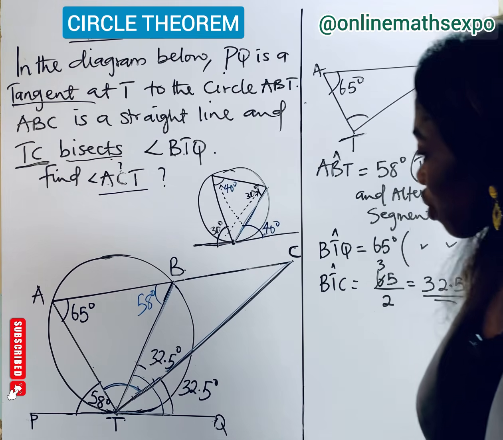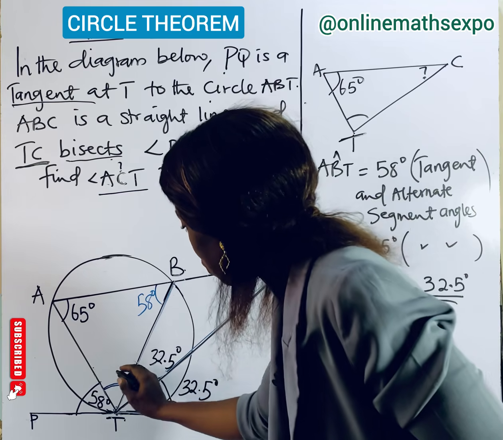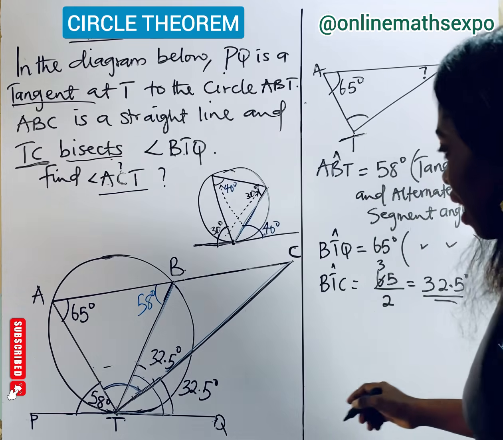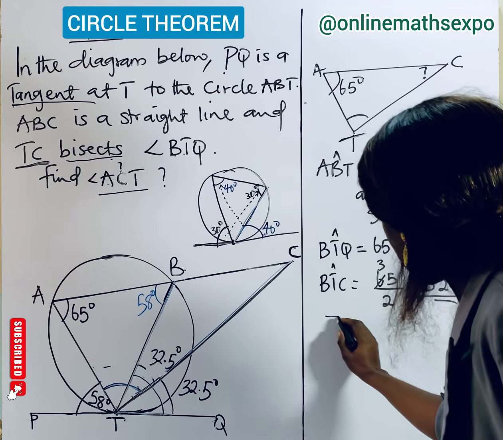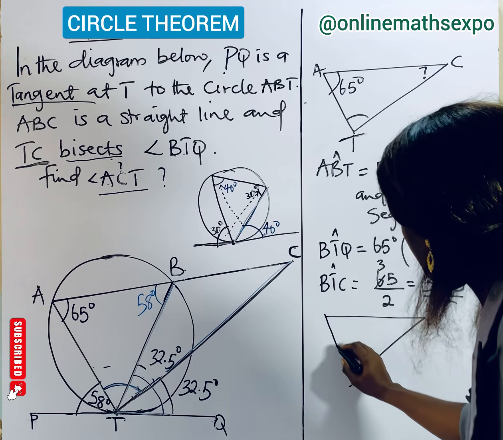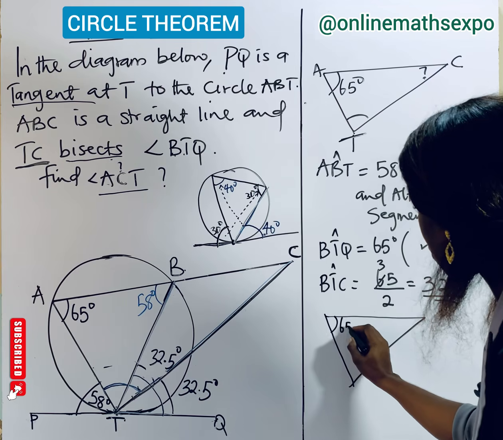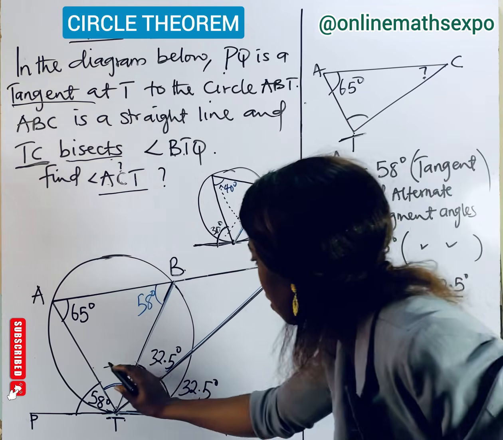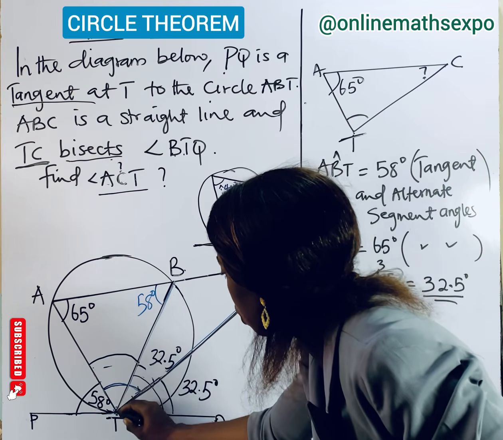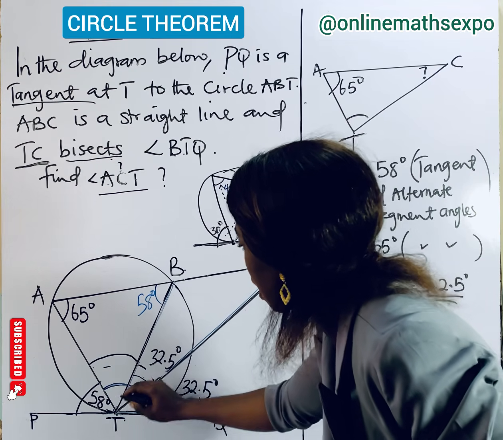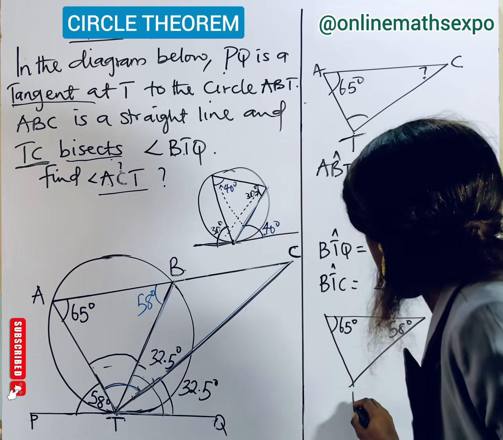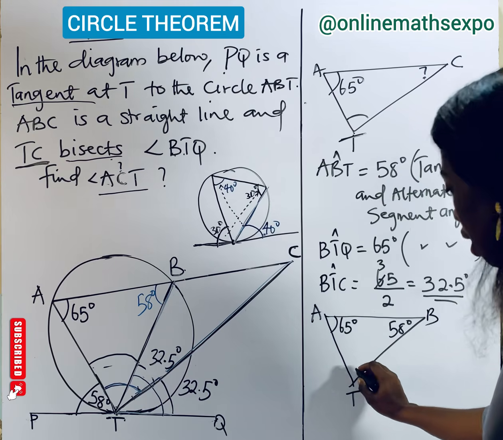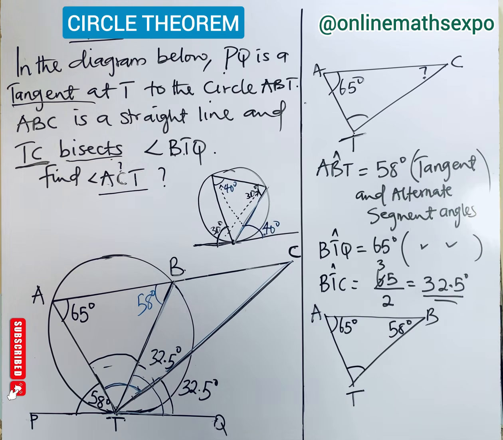So now that you've gotten that, but you know we don't know this angle. Can we get it? You can get it because when you look at this shape, the angle here is 65. This place is 58. So you can easily find this, because it is this triangle inside. Did you see? So we label it triangle ABT. We can find this angle here, the angle at T.